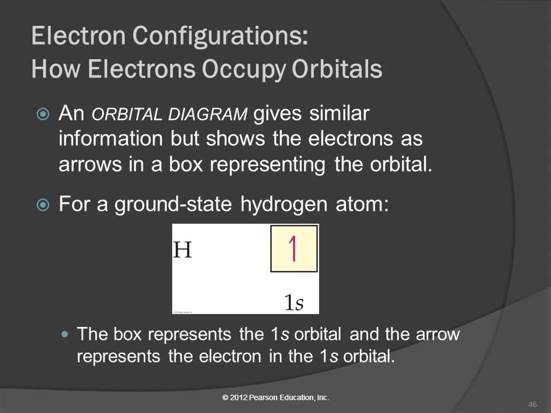An orbital diagram is going to give us the same information, but we're going to show the electrons as arrows in a box. And so this looks a little more like a hotel room now. So here's the 1s room, and we've got one electron staying in it. This arrow represents the electron that's staying in the 1s orbital.